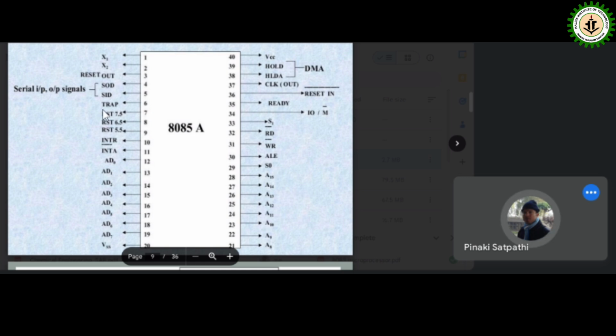Next are the serial input output ports. Within that we have the SID and SOD pins, that is serial input data and serial output data. By using SID, data can enter serially, bit by bit, into the microprocessor from the input device. Next is SOD, serial output data. By using this, data can come out from the microprocessor serially, bit by bit, to the output device. So this is all about the functional block diagram and the pin configuration of the 8085 microprocessor.